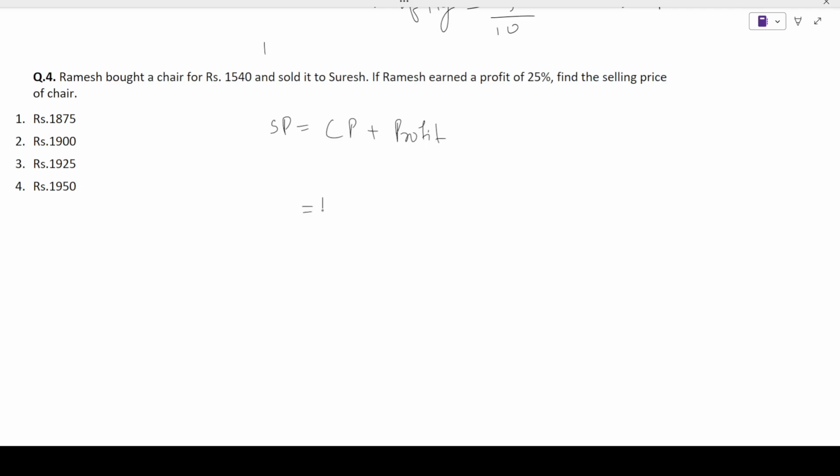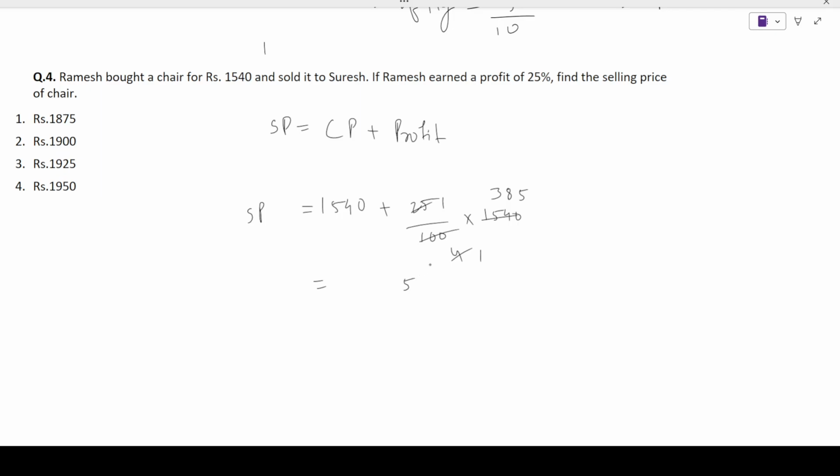The cost price given is 1540. Profit is 25% of cost price. This is the selling price. We have 25 ones are 25, 25 fours are 100, 4 ones are 4, 4 threes are 12, 16, 4 eights are 32, it's a 32. We have 2 left as remainder, using the 0, 20, so we have 385.